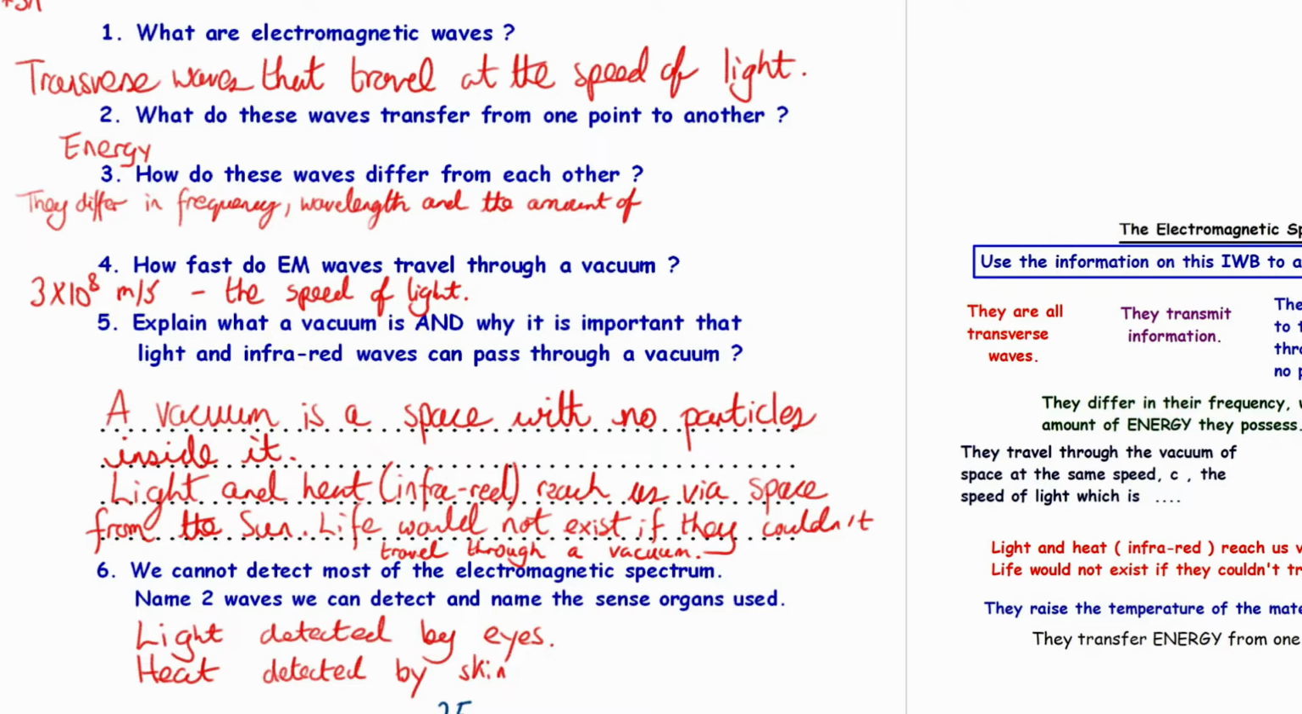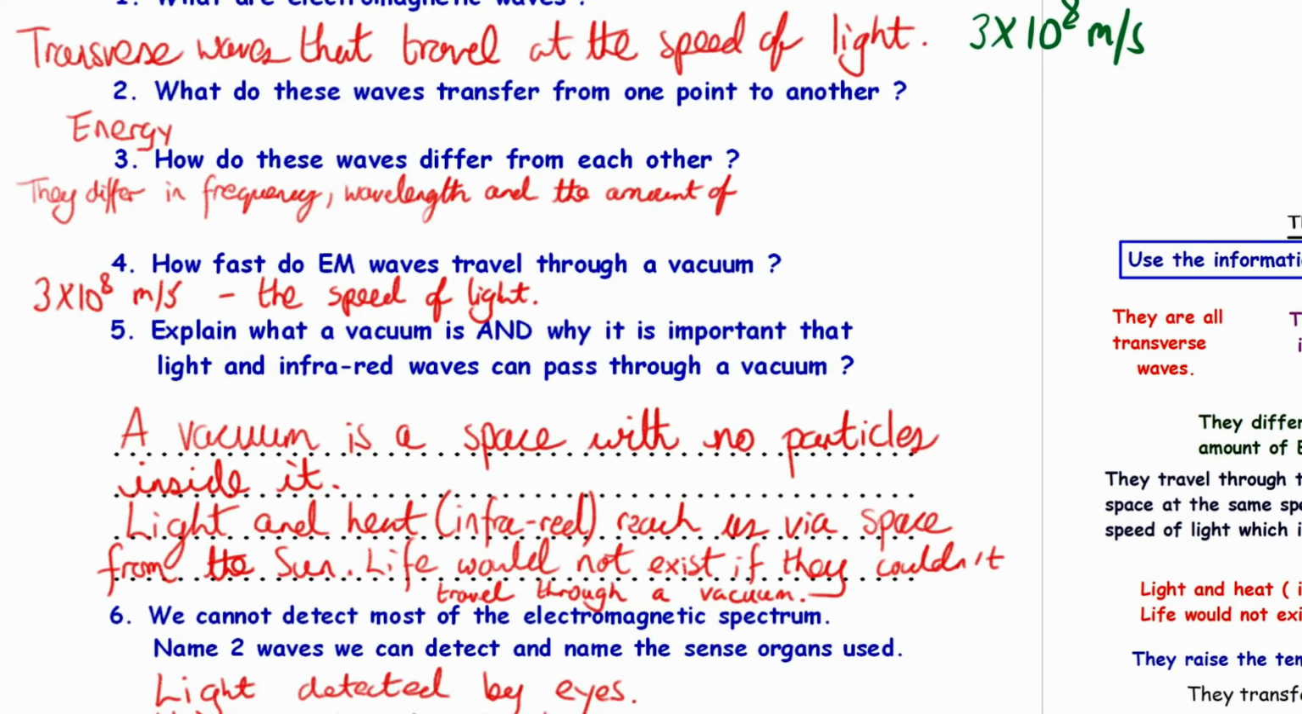What are electromagnetic waves? They're transverse waves as opposed to longitudinal, and they all travel at the speed of light, which is, and I'll add that in, 3 times 10 to the 8 meters per second. Remember, nothing travels faster. That's 300 million meters per second. What do these waves transfer from one point to another? Important point to remember, they all transfer energy. It could be light energy, heat energy, different forms of energy. Question 3, how do these waves differ from each other? They differ in terms of their frequency, the wavelength, and their amount of energy.